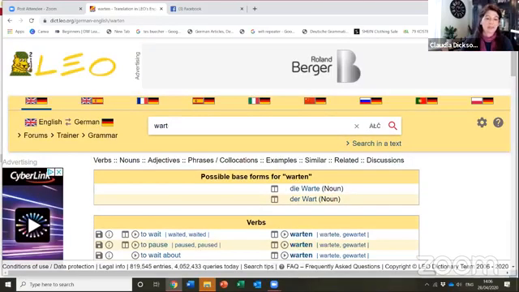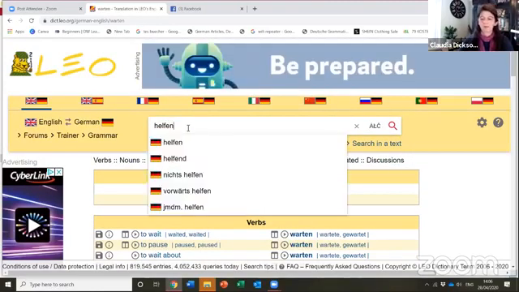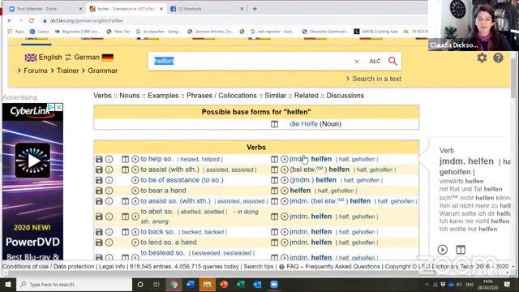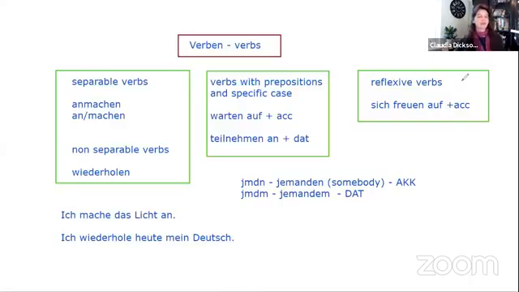Let's say helfen. Let's take a good old dative verb. Right away, you see that it says jemandem, with the M here, and that shows you that it's a dative that you need to be using. Let me go back to my board. So yeah, those are the different cases. Make sure that when you're learning a verb with a preposition, you also have the right case.